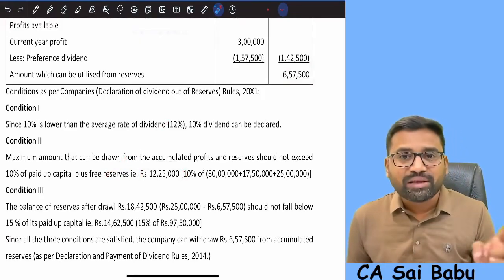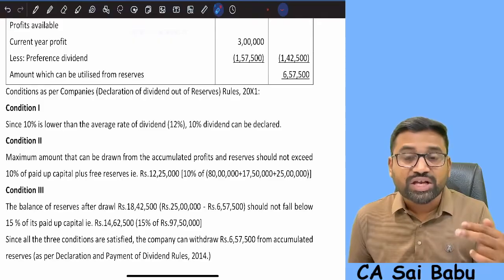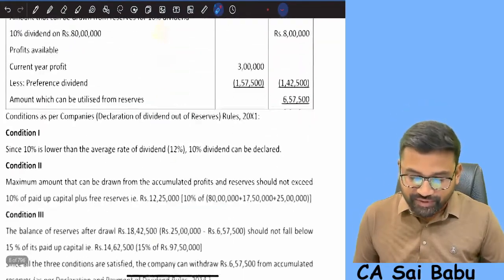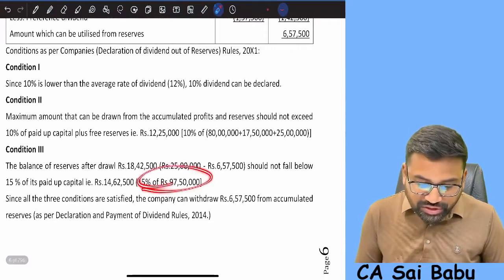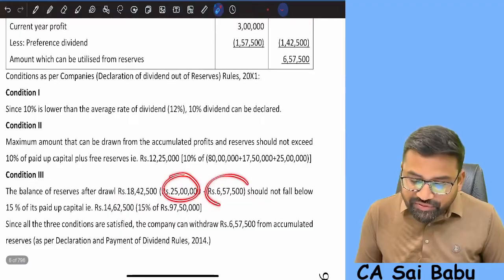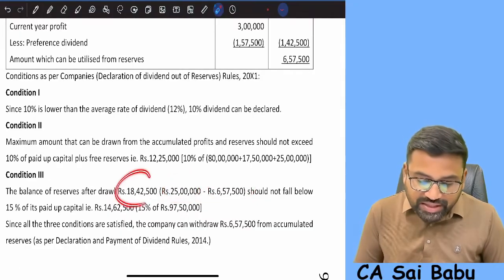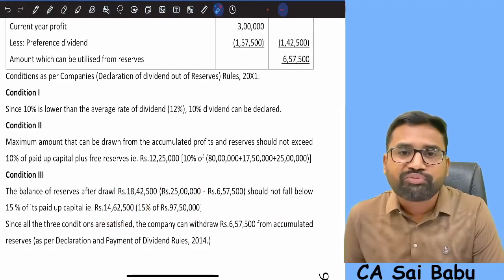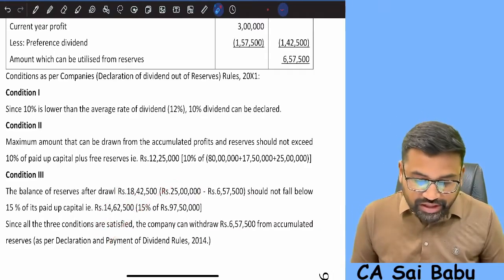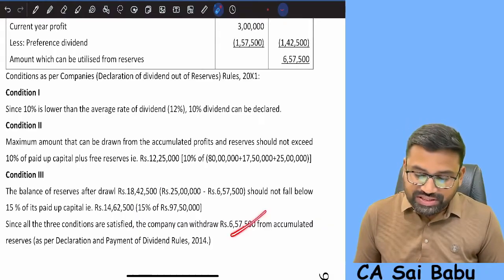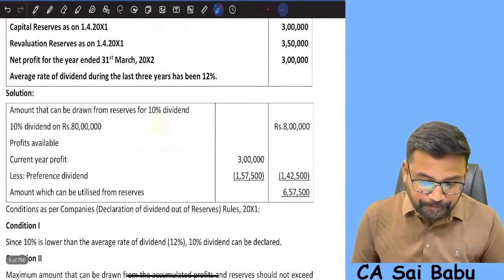Condition number 3, sir, the balance in reserves after such withdrawal shall not fall below 15% of the paid up share capital. Your paid up share capital is 97 lakh 50,000. If I apply 15% on this, it will be 14 lakh 62,500. And from 25 lakhs, if I withdraw 6 lakhs 57,500, the balance in reserves is 18 lakh 42,500, which is way more than 15% of paid up share capital. Therefore, condition number 3 is also satisfied. Since all the conditions are satisfied, the company can withdraw 6 lakhs 57,500.